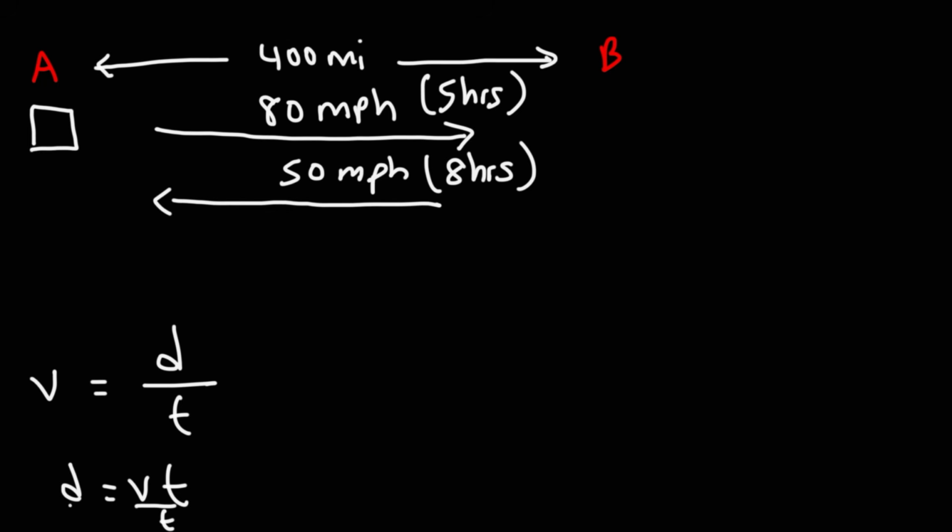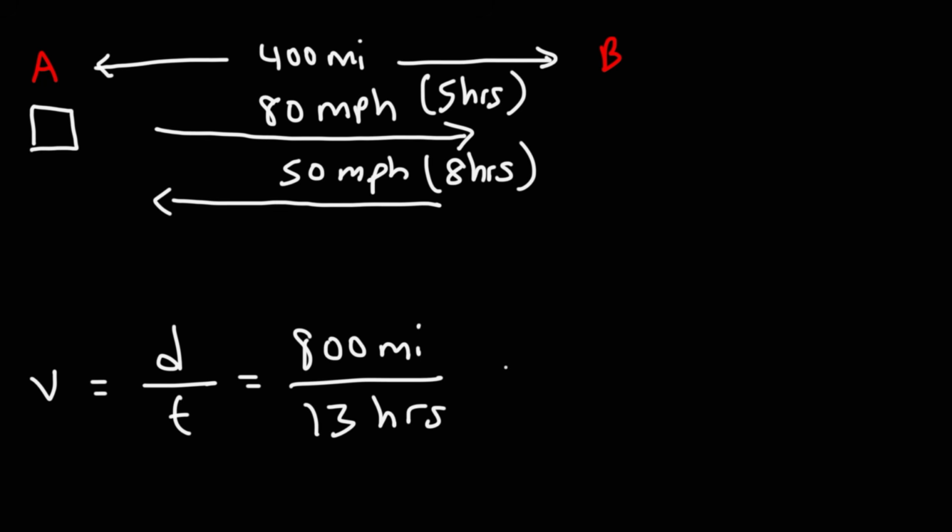Solving for v, you need to divide both sides by t. So you get that v is d over t. So the total distance traveled, 400 miles east, 400 miles west, that's 800 miles. And the total time is 5 plus 8, which is 13 hours. So using good old physics formulas, 800 divided by 13 will give us an average speed of 61.538, which I'm going to round to 61.54 miles per hour.